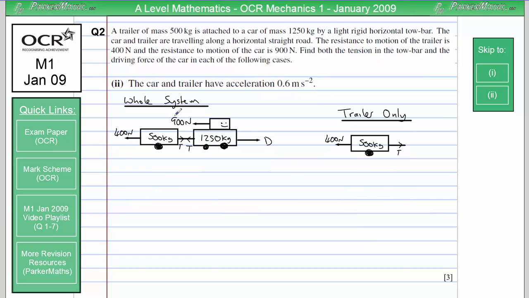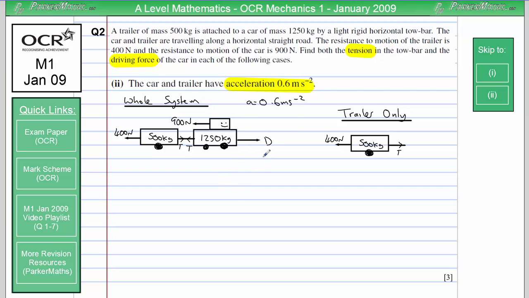In part 2, we're interested in the case where the car and trailer have acceleration of 0.6 meters per second squared. I've borrowed these diagrams from the previous question. Again, we're trying to find the tension and the driving force. Because the trailer and the car are connected, we can say that the acceleration for the whole system and for the trailer only is 0.6 meters per second squared. So we're going to do this problem much the same as we did before.